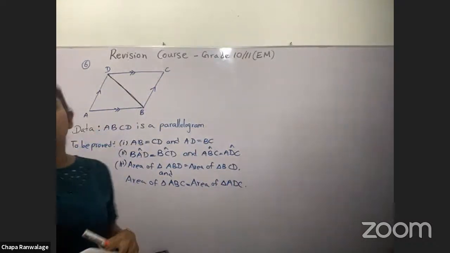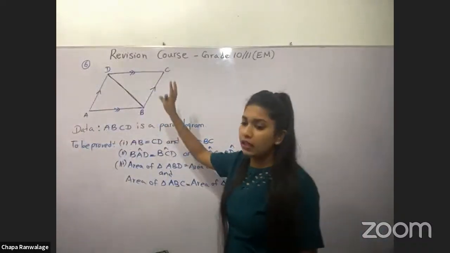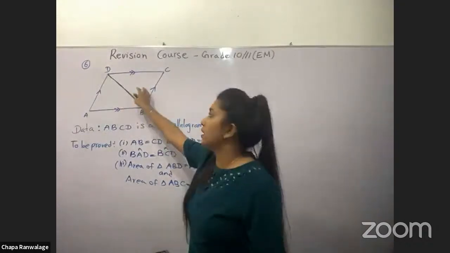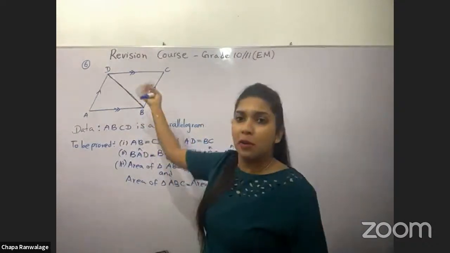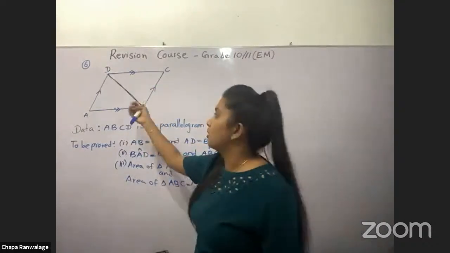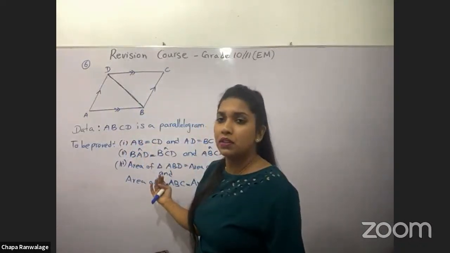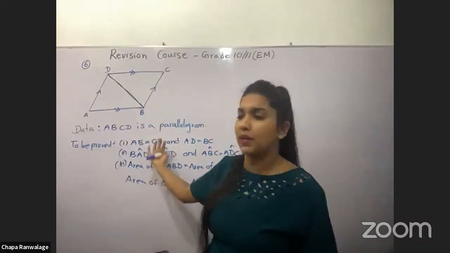But here, children, some students make this mistake. Now you are going to prove these two congruent. You cannot use the things that you are going to prove. When you are doing the proof, you cannot use these properties.